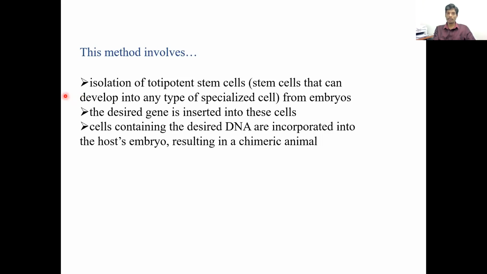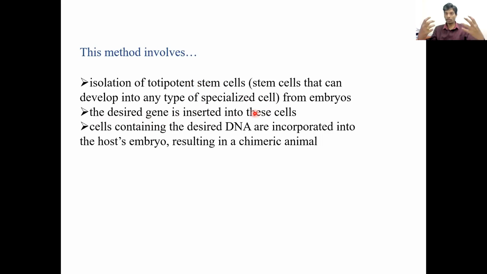That means totipotent stem cells are the stem cells that can develop into any type of specialized cell of the body. So we have hundreds of different types of cells in our body. This totipotent stem cell is able to differentiate into any kind of cell of the adult mouse. That is what we call totipotent. Any type, all the kinds of cells. So the desired gene is inserted into this cell.